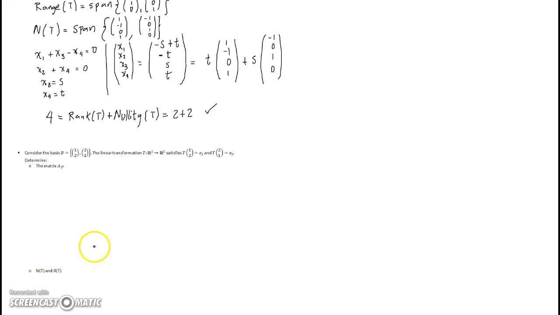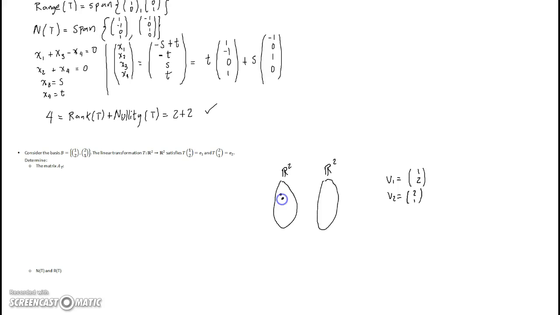Alright, so this one is a little more interesting. Let me try to draw a few pictures. I have the transformation T that is going to go from R2 into R2. So I have my space R2 here, my domain, and my codomain R2, and I have that the vector, let's call it V1, let's call it 1, 2, and V2, let's call it 2, 1.